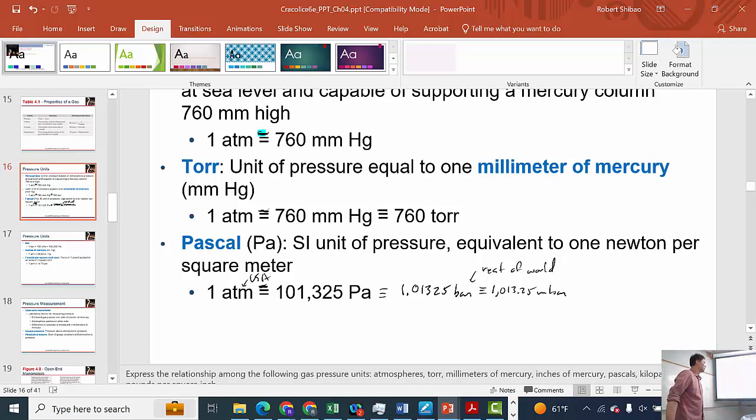But those aren't so convenient to remember. So what we say is that 1 atmosphere is approximately 1 bar. You're going to be off by about 1%, 1.3%, 1 part out of 100.